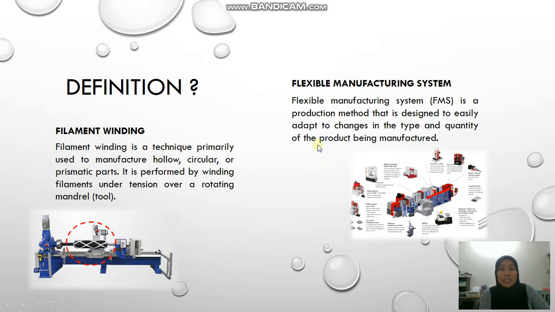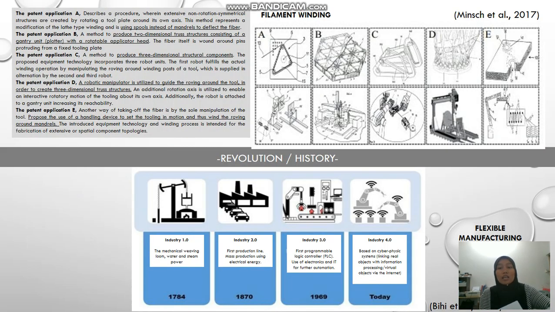Next is the flexible manufacturing system. Flexible manufacturing system is a production method that is designed to easily adapt to changes in the type and quantity of the product being manufactured. Next is the evolution and history of the manufacturing processes.